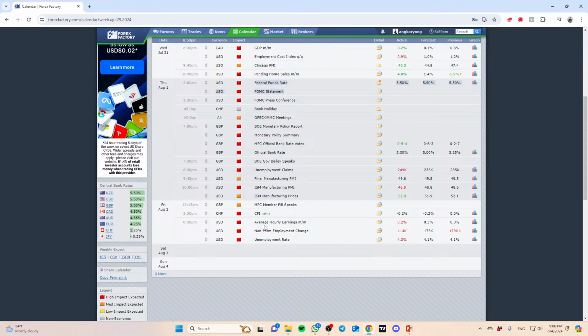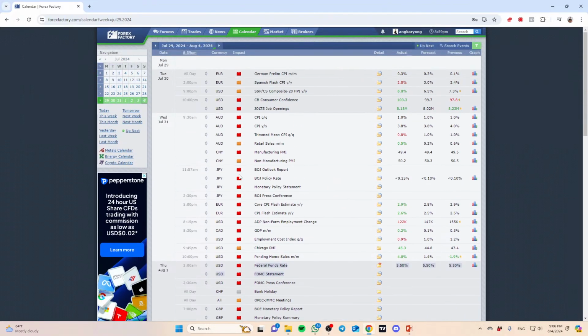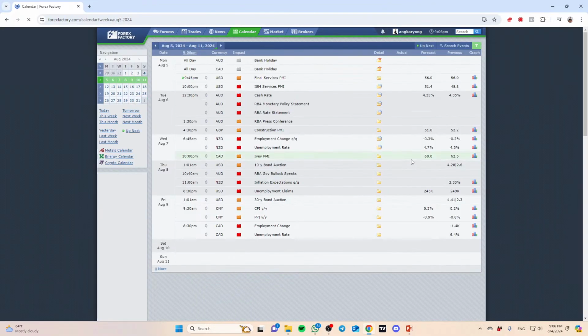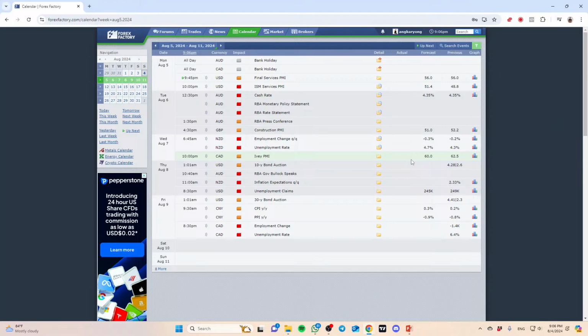So that actually put pressure, as I mentioned, on the dollar itself. And if you ask me, going into next week, we'll probably have a slight bias towards the dollar continuing to weaken, at least for the near term. Right, so that's a quick summary of what has happened last week.